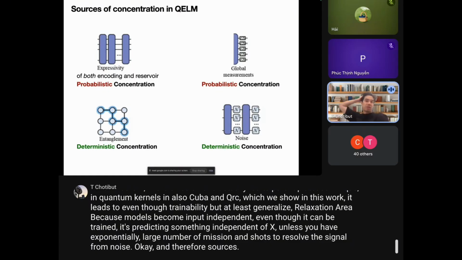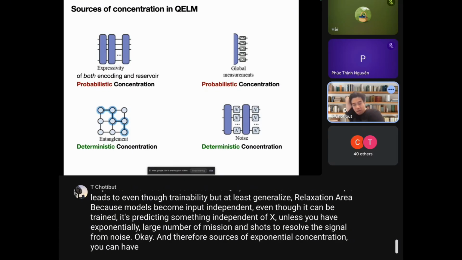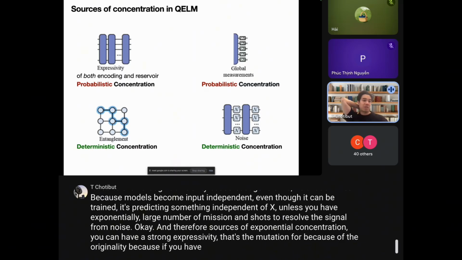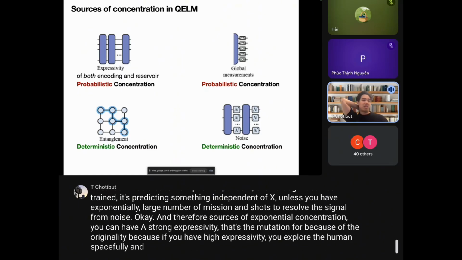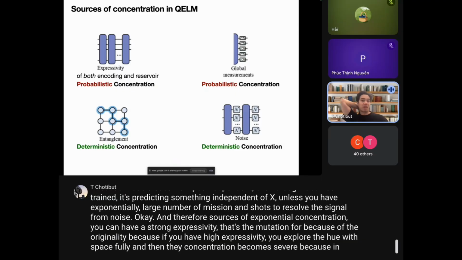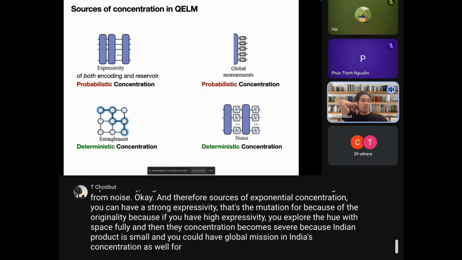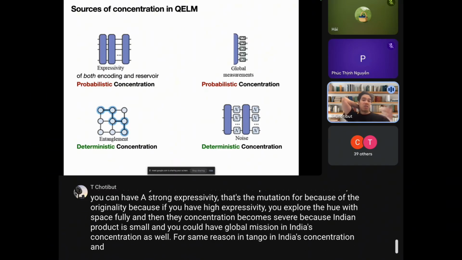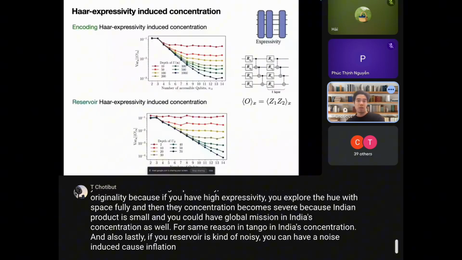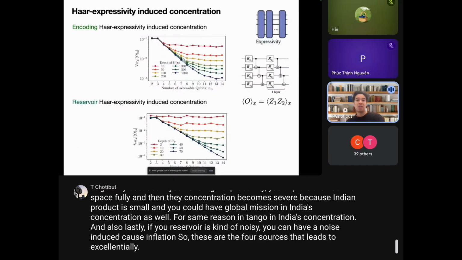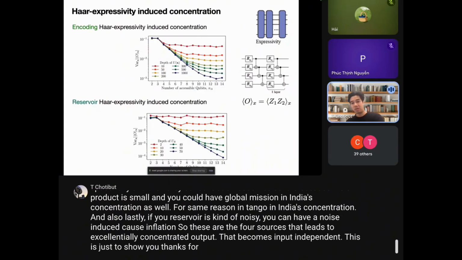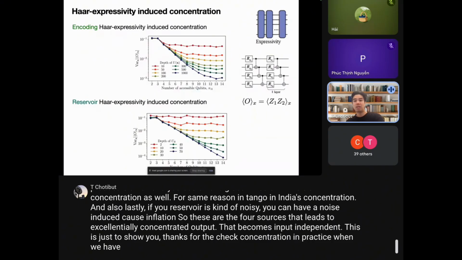Okay, and there are four sources of exponential concentration. You can have strong expressivity. That's the intuition for the curse of dimensionality, because if you have high expressivity, you explore the Hilbert space fully, and then the concentration becomes severe because the inner product is small. You could have global measurement-induced concentration as well, for the same reason, and entanglement-induced concentration. And lastly, if your reservoir is noisy, you can have noise-induced concentration. So these are the four sources that lead to exponentially concentrated output that becomes input independent. This is just to show you exponential concentration in practice when we have this type of circuits.